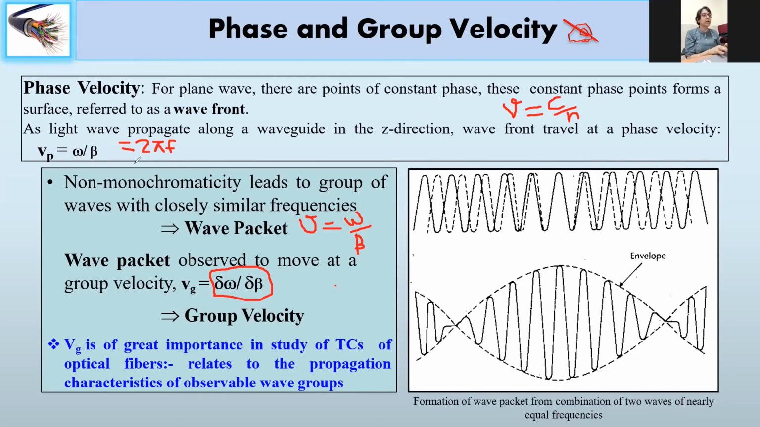Right? And what is your beta? Yeah, correct. 2 pi f हो गया. अभी बताइए, what is your beta? It is 2 pi n by lambda. करेक्ट, ये हमने किया था उस दिन.